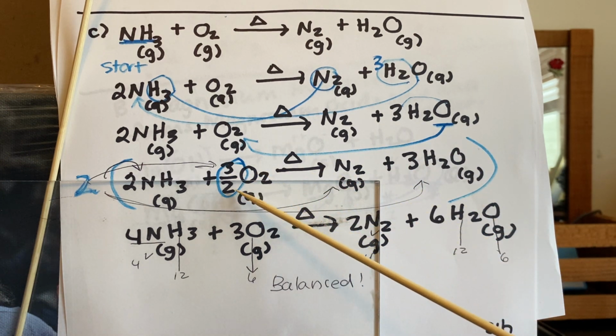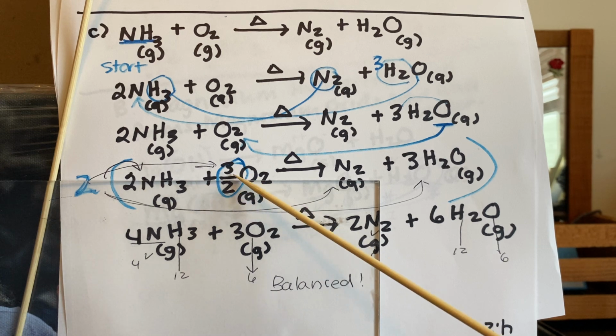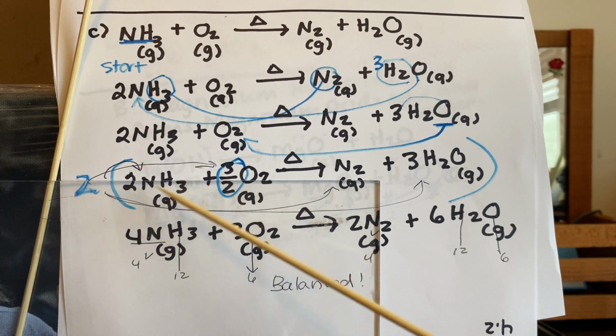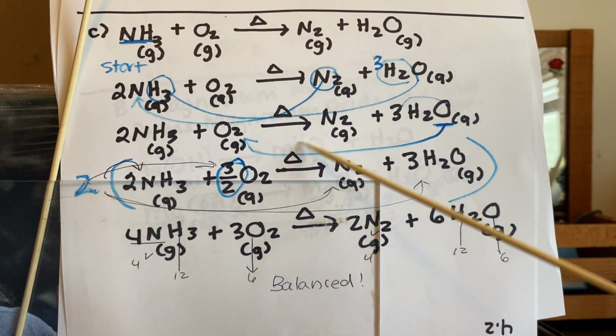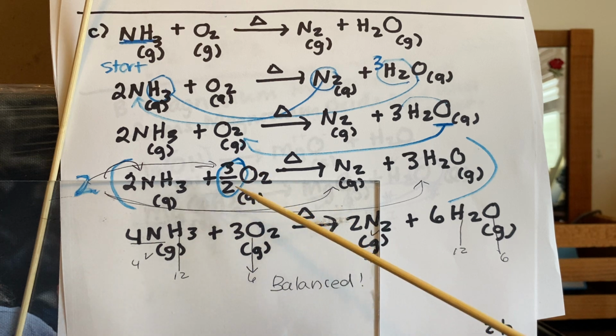But do we really want to deal with halves? Do we really want half of an oxygen? Not really. So we need to get rid of that half. So how are we going to get rid of that half? We're going to have to multiply the whole equation, both sides, by 2. We do this whole thing, then we're going to get rid of that half of oxygen.